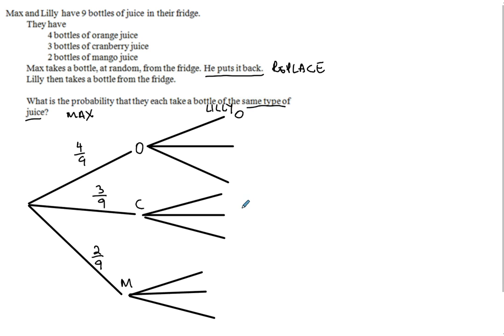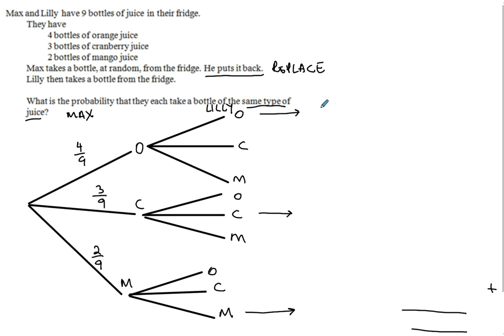Okay, so because we want each to take the same type of juice, I'll just write the letters. OCM, OCM. So we either want the orange and the orange, or the cranberry and the cranberry, or the mango and the mango. And because I said or, we're actually going to add all those probabilities. So don't start writing everything now, especially if it's a replaced, then you know that the probabilities are just going to be the same.